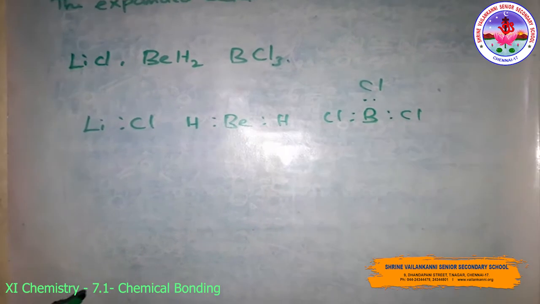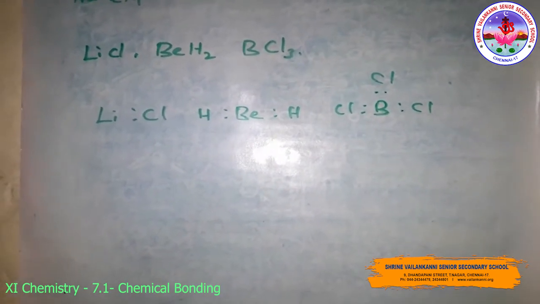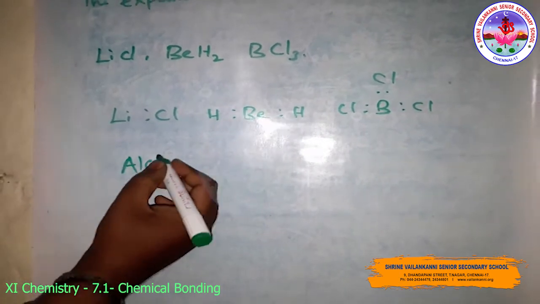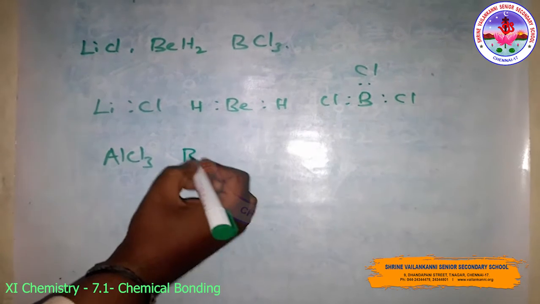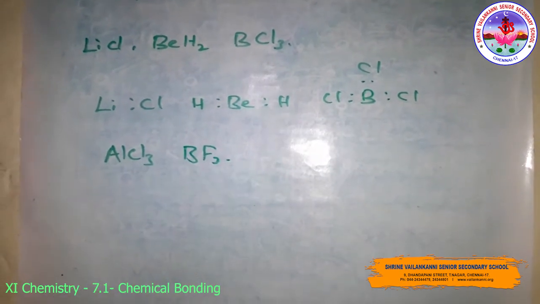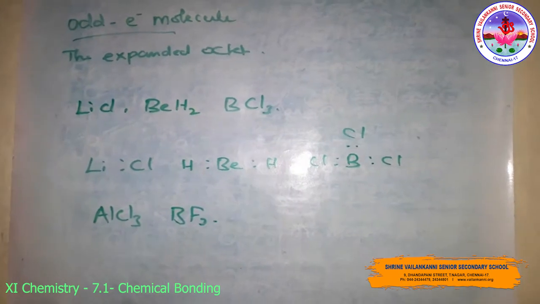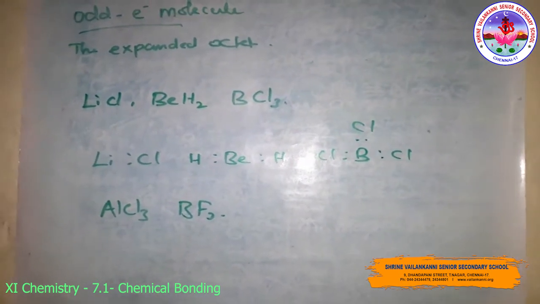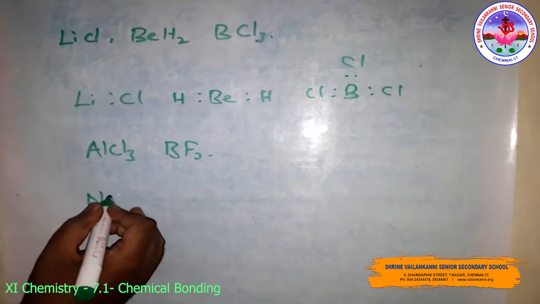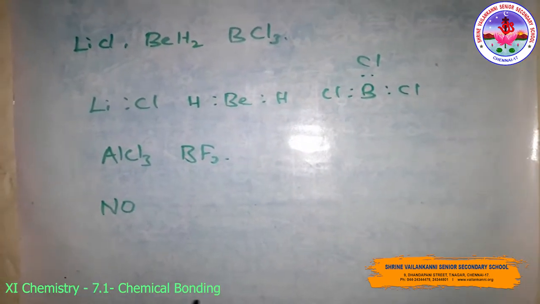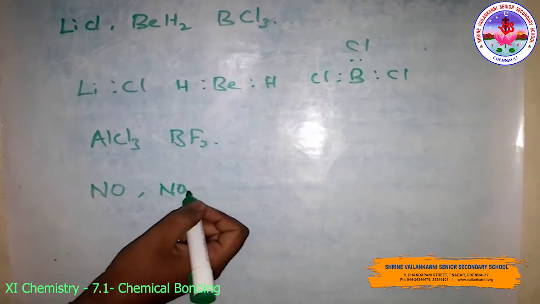Similarly, some other such compounds are aluminum chloride and boron trifluoride, like this. Next is the odd electron molecule. Second is the odd electron molecule. In molecules with an odd number of electrons, like nitric oxide, NO, and nitrogen dioxide, NO2, NO and NO2.